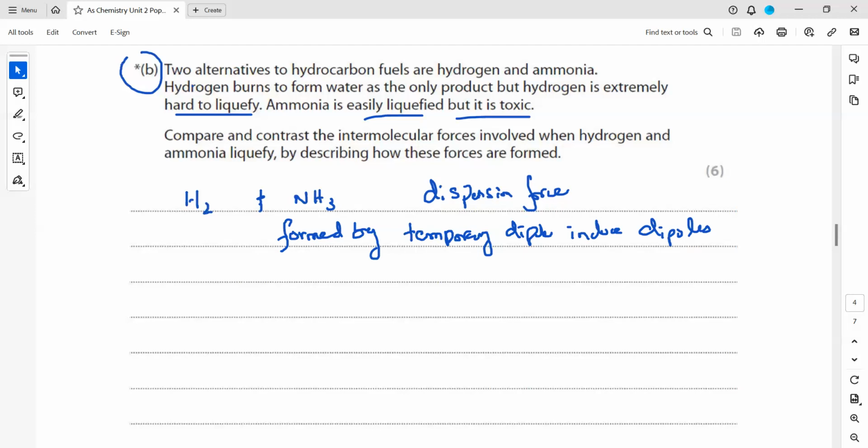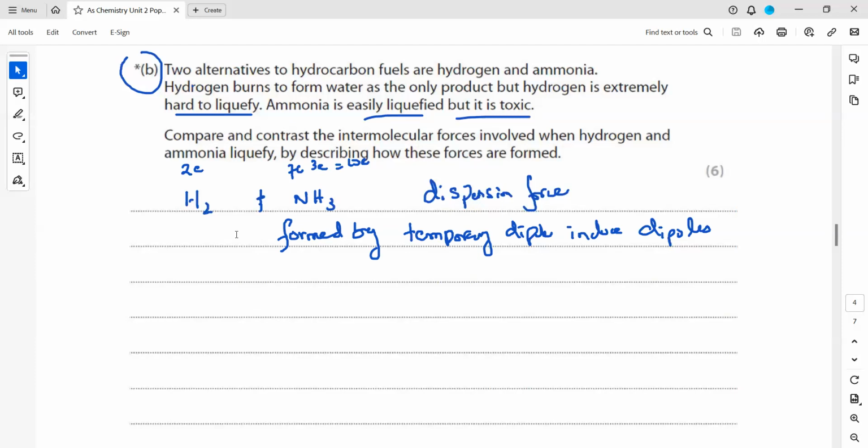When we compare the size of a London dispersion force, it depends on the number of electrons available. Each hydrogen has 1, so there are 2 electrons available in hydrogen. Nitrogen is 7 and 3 hydrogens will be 3, so the total will be 10. So here 10 electrons are available versus 2 electrons, so which will have a stronger London dispersion force? Ammonia will have a greater London dispersion force and hydrogen will have a weaker London dispersion force. So it will be difficult to liquefy hydrogen. That's why.